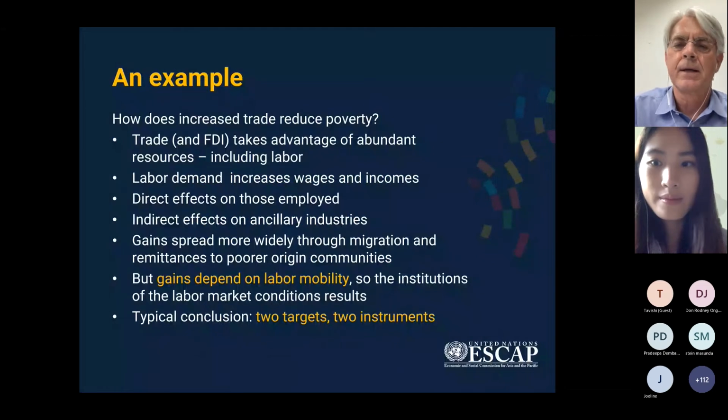Okay, here's just one example. If we ask, how does trade reduce poverty?